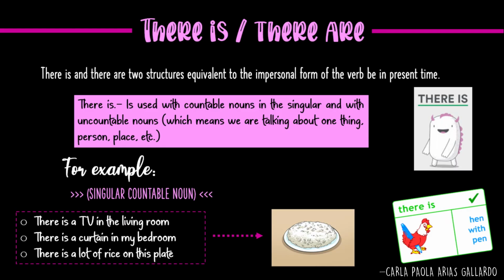There is, there are. There is and there are are two structures equivalent to the impersonal form of the verb to be in present time. There is is used with countable nouns in the singular and with uncountable nouns, which means we are talking about one thing, person, place, etc. For example, there is a TV in the living room, there is a bed in my bedroom, there is a lot of rice on the dish.